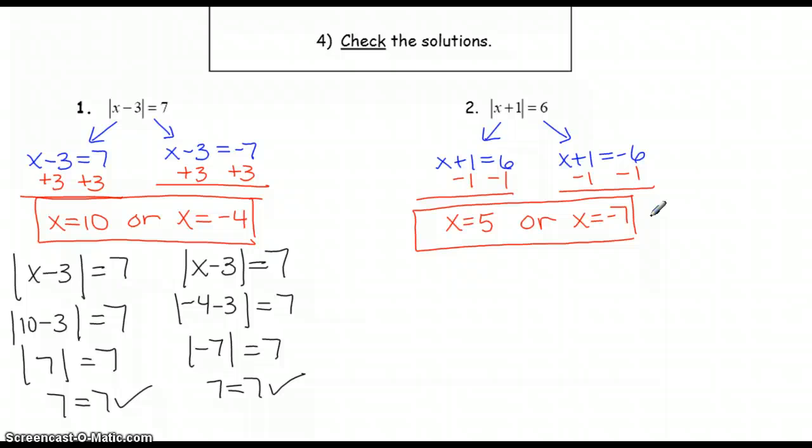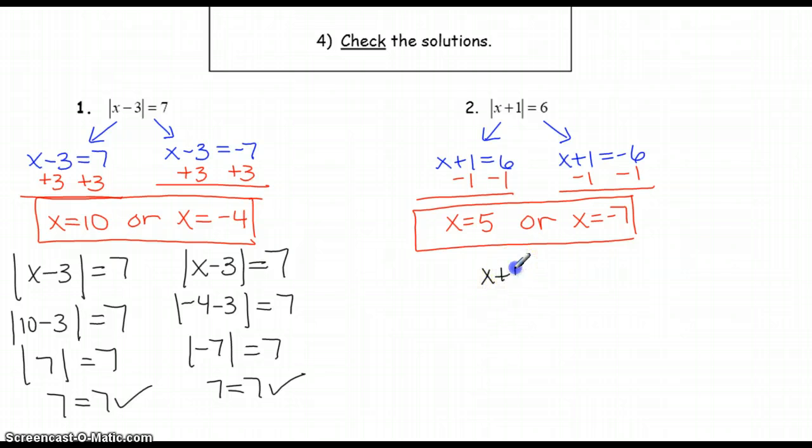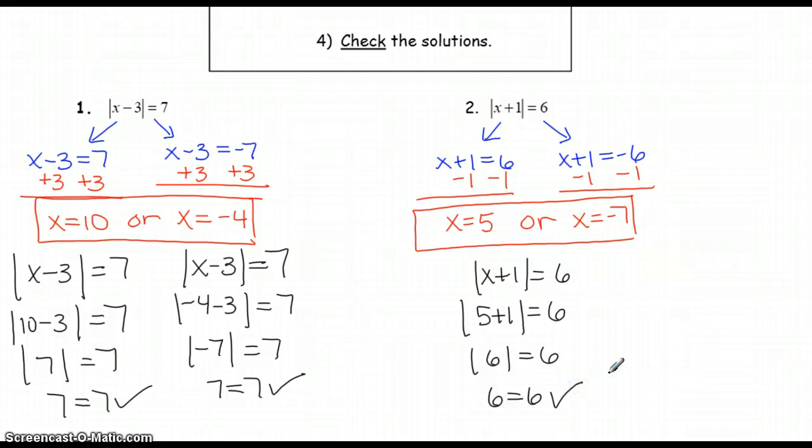So now we're going to continue and we're going to check these solutions. So I'm going to maybe use a different color. Let's use black. And the original problem is the absolute value of x plus 1 is equal to 6. I'm going to check 5. Does 5 plus 1 equal 6? The absolute value of 6, does that equal 6? Yes, 6 equals 6. And let's check -7. So the original problem is x plus 1 in absolute value bars set equal to 6. We're going to plug in -7.